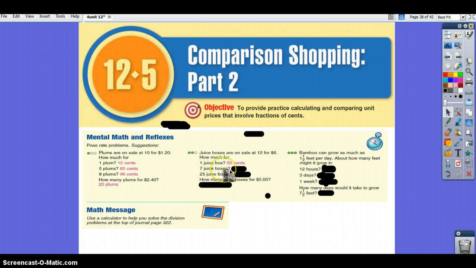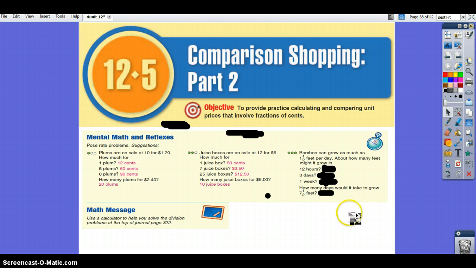So how much for 7 juice boxes? $6 divided by 7, or I can just do the one unit price of 50 cents times 7, which is $3.50. 25 juice boxes. Well, let's look. I got 12 for $6. So if I double 12, that's 24. So that'd be 24 for $12. And then one more juice box to make 25 would be 50 cents more. So it'd be $12.50. So how many juice boxes for $5? Again, I look back at my one juice box price of 50 cents, and I know $5 divided by 50 cents would be 10 juice boxes.